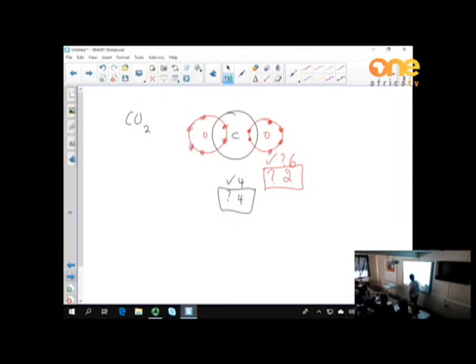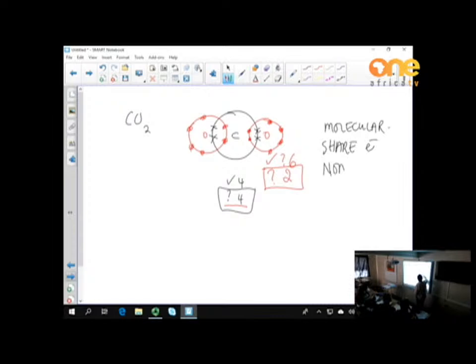All right. What does the carbon do? Well, it must share 4, and it's going to share them equally. So carbon is going to go 1, 2, 3, 4. And there we have carbon dioxide, which is molecular, because it is a sharing of electrons between non-metals.